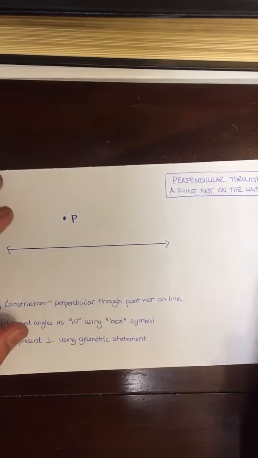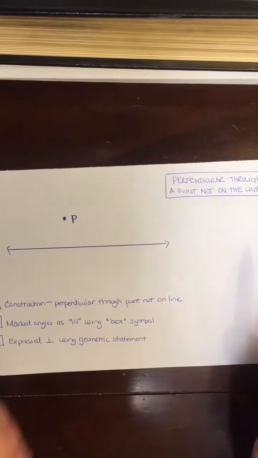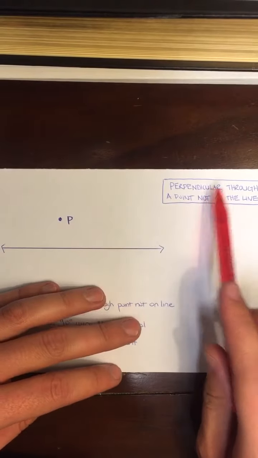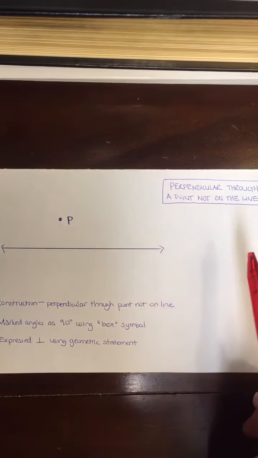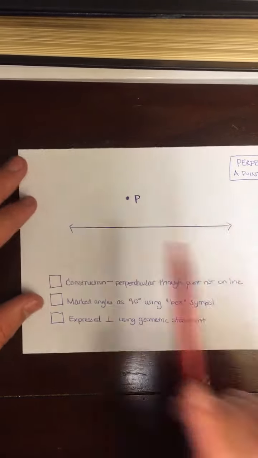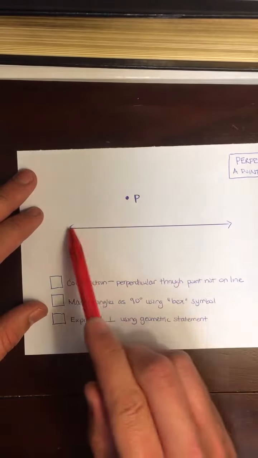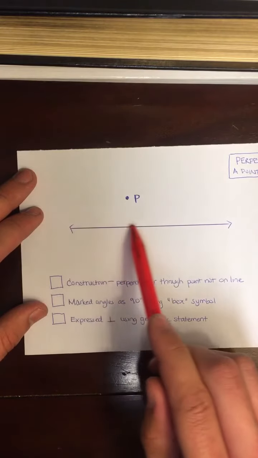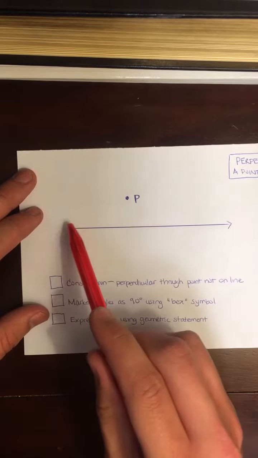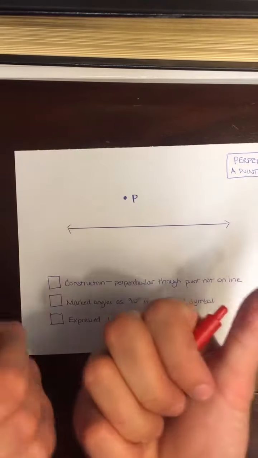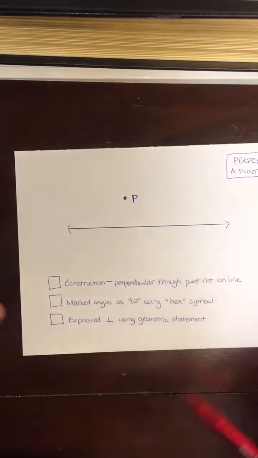All right, this module will take you through how to draw a perpendicular line through a point that is not located on a given line. So we are given this line here. It goes on forever in both directions, and that is indicated with this arrow on the right-hand side and the arrow on the left-hand side. So that just means my line goes forever in both directions.